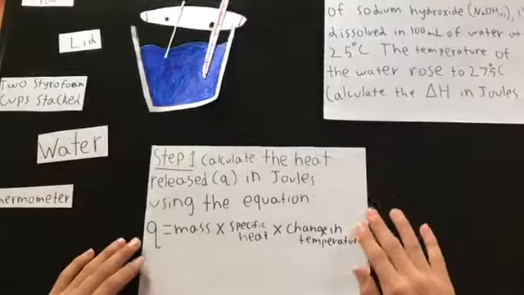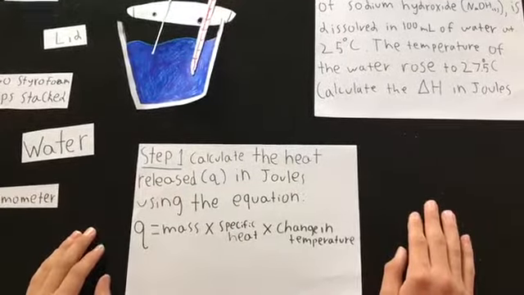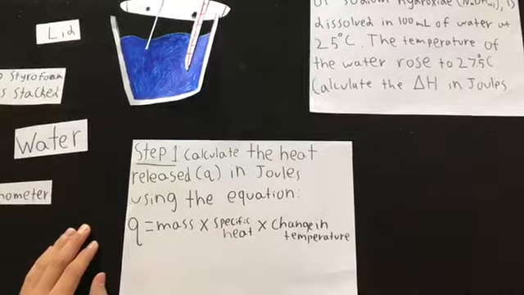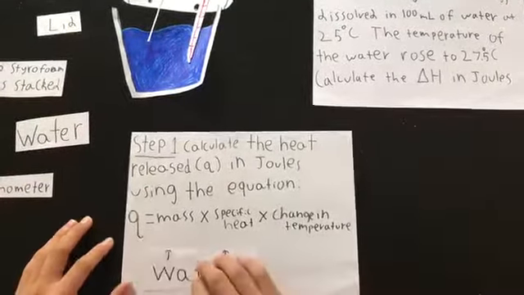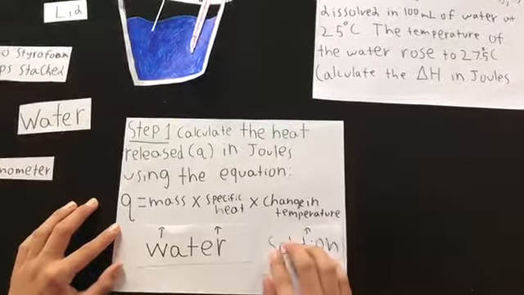Step 1 is to calculate the heat released, or Q, in joules using the equation Q equals mass times specific heat times change in temperature. Now the mass and specific heat are of the water, and the change in temperature is of the solution.